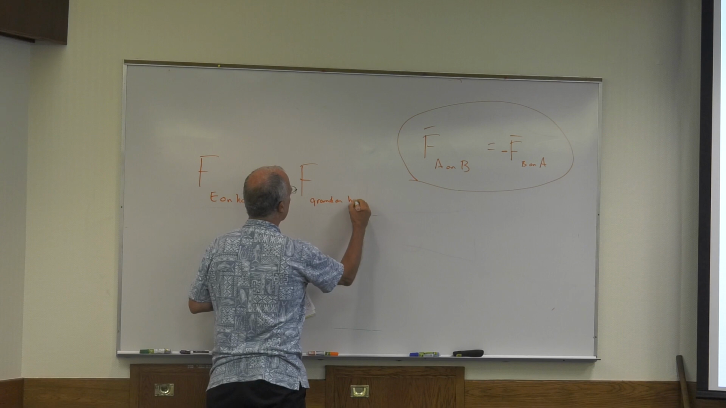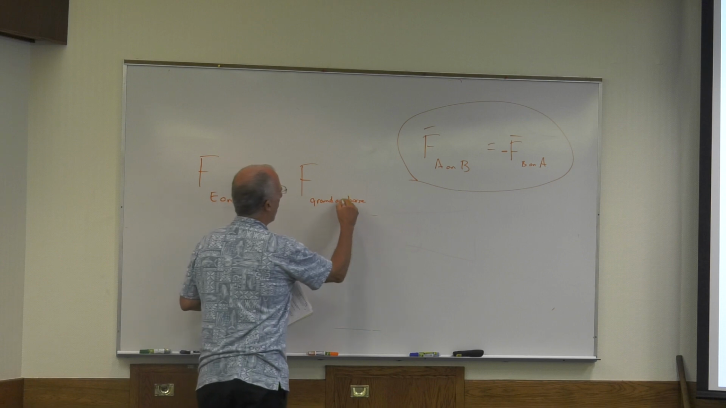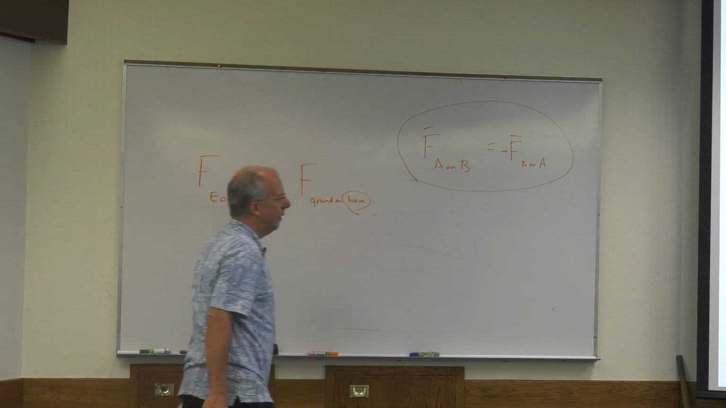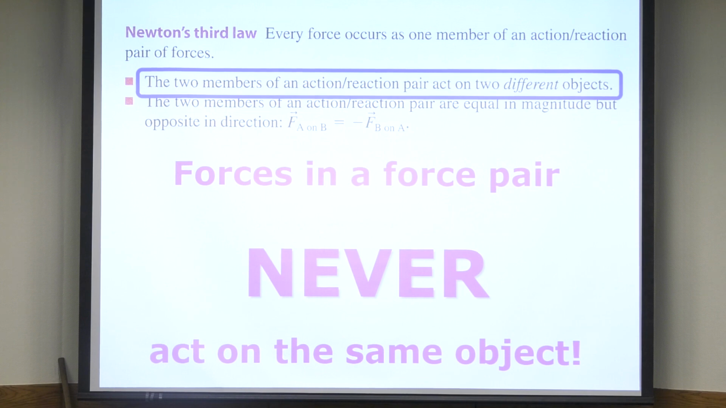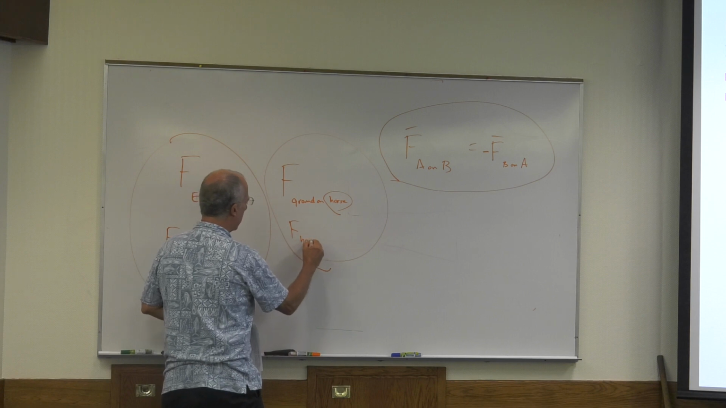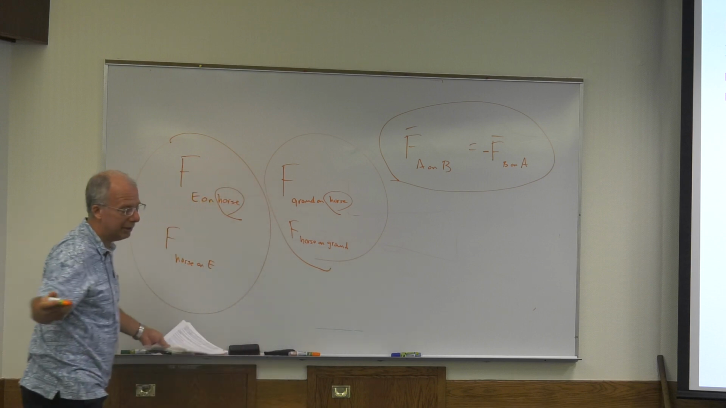on horse. Well, gosh, the object here is the horse. Remember, you can't have the same object. Forces in a force pair never act on the same object. So, what's the other member of this force pair? Here we have force, earth on horse. What's the other member of the force pair? Horse on earth. What's the other member of this force pair? Horse on ground. Okay, that's all.